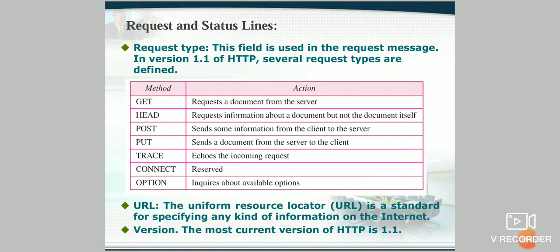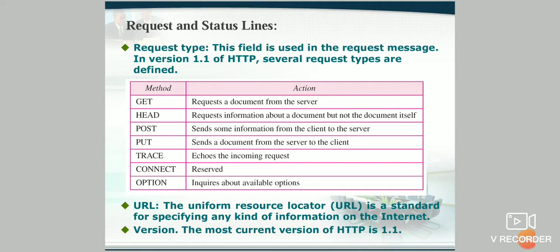So next is the request line or the status line. Next is the request type. Request type is the field which is used in the request message, and HTTP uses version 1.1. Several request types are defined in version 1.1, and the request types are categorized into methods as shown in this table.